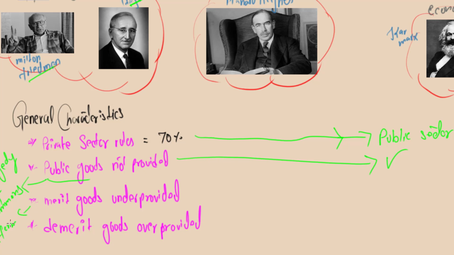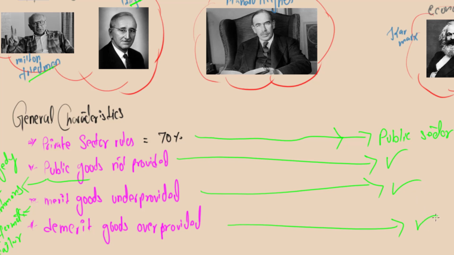So because of information failure, merit goods are underprovided in a market economy, and demerit goods are overprovided. In command economies, merit goods are provided the way they're supposed to be provided, and demerit goods are underprovided.